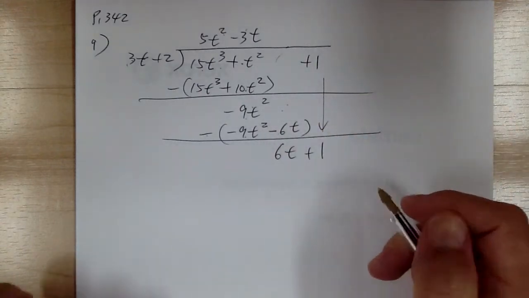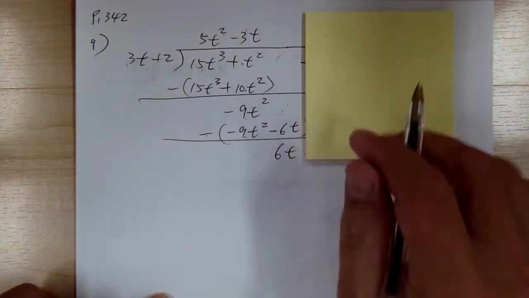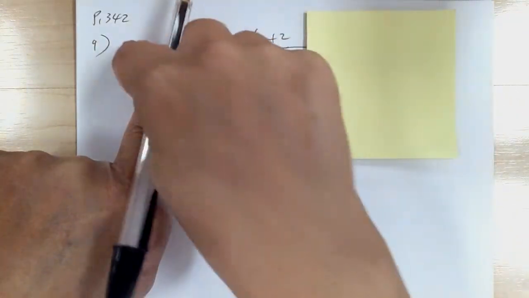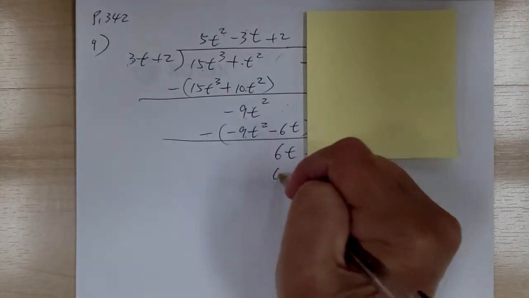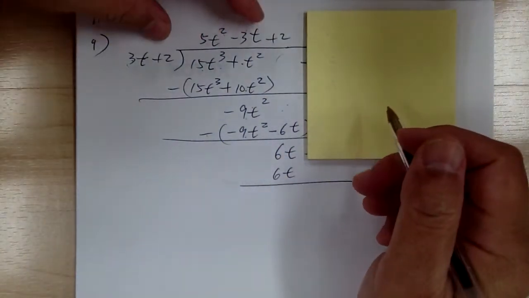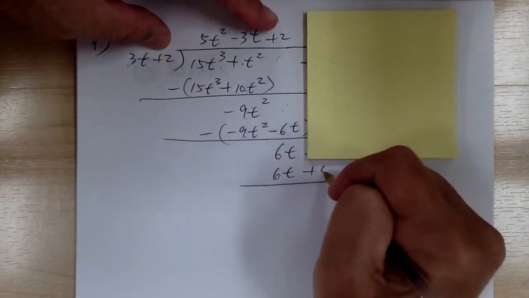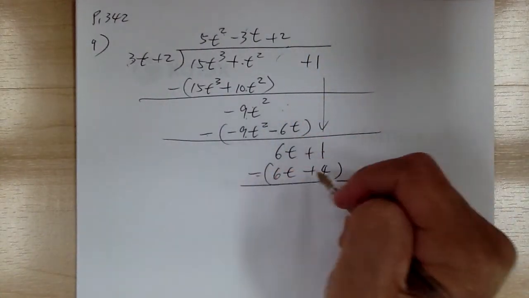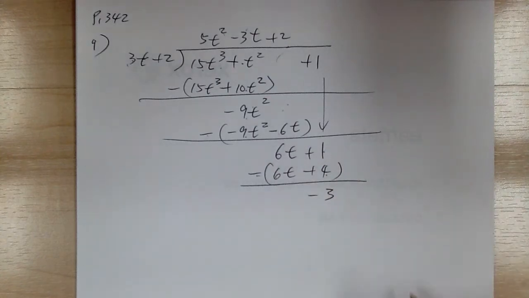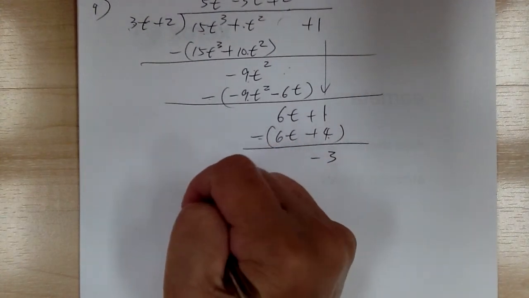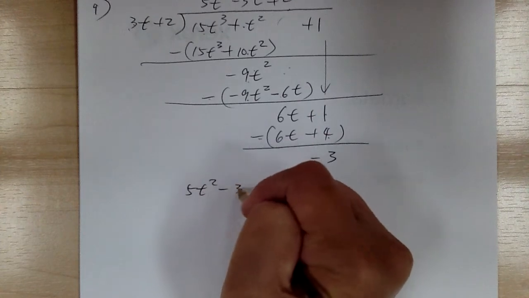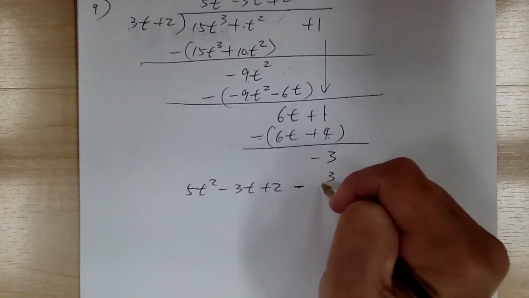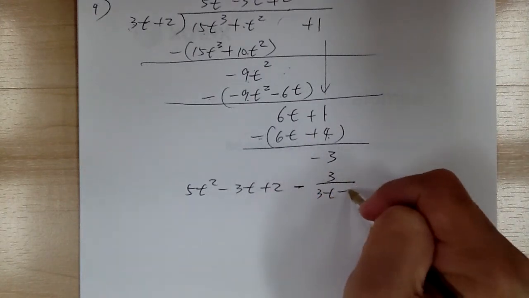Again, look at the first term. 3t times plus 2. 2 times 3t will give you 6t. Multiply out, so this would be 6t, and this would be plus 4. Subtract: 1 minus 4 gives you a negative 3. Now you can write your final answer as 5t squared minus 3t plus 2. Since this is a minus, you have to write down minus 3 over 3t plus 2.